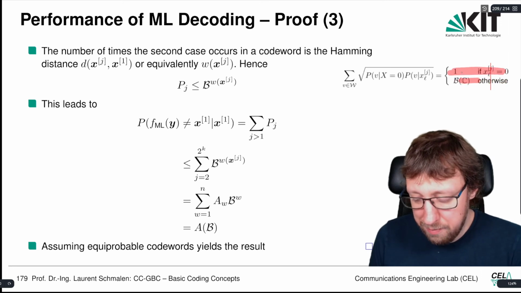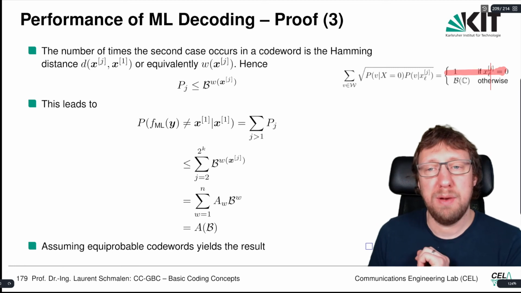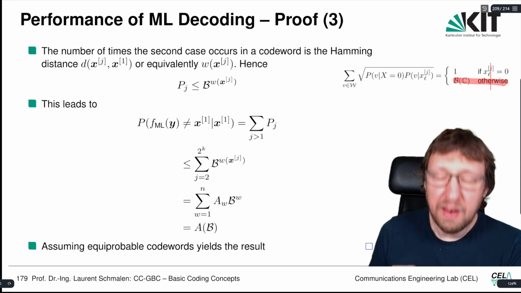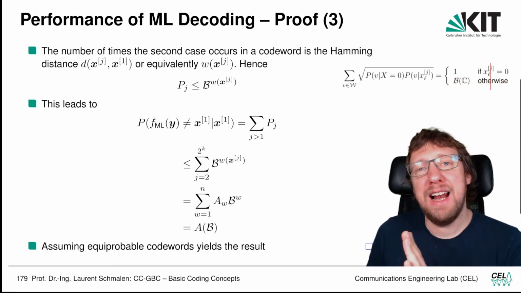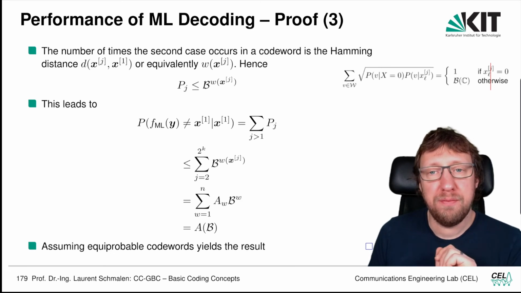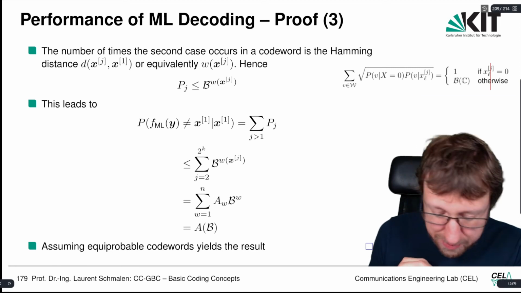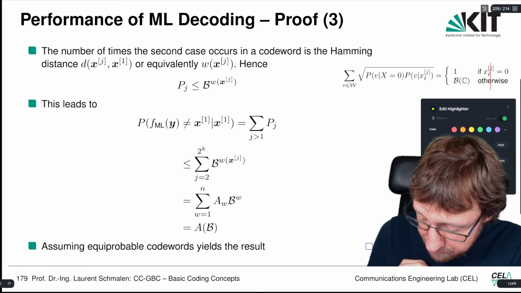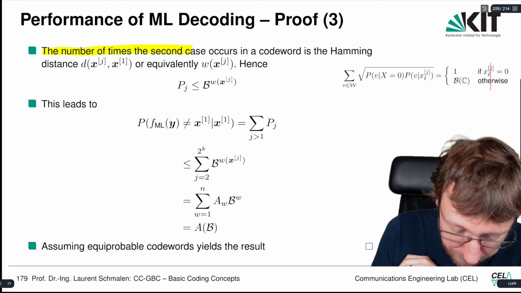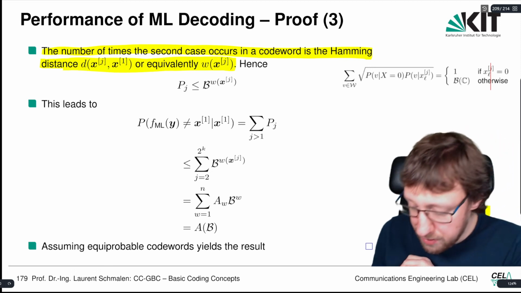This case doesn't matter because we multiply once, it doesn't count in the multiplication. So how often do we have this case? We have this case if XL is different from X from 0. Exactly the Hamming weight. So the number of times the second case occurs is exactly equal to the Hamming weight Wxj.